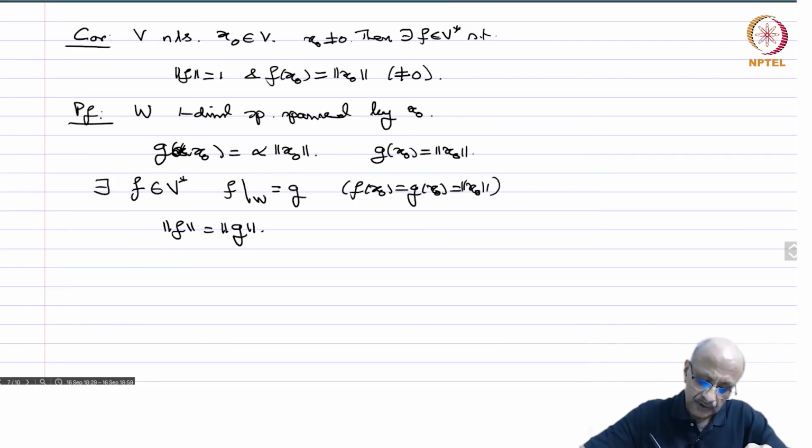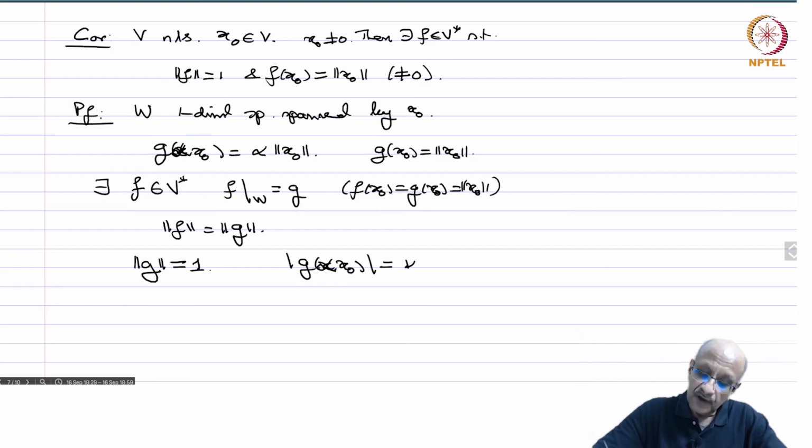But then what is norm G? Norm G is in fact equal to 1, because mod of G of alpha x naught is equal to mod alpha times norm of x naught, which equals norm of alpha x naught. So on the one-dimensional space, mod G of any z is equal to norm z, and that means norm G is equal to 1. So norm f is equal to 1, and that proves this.